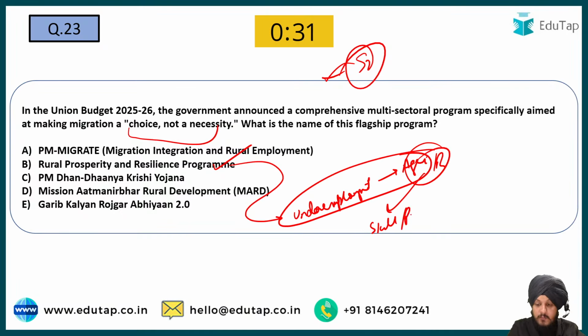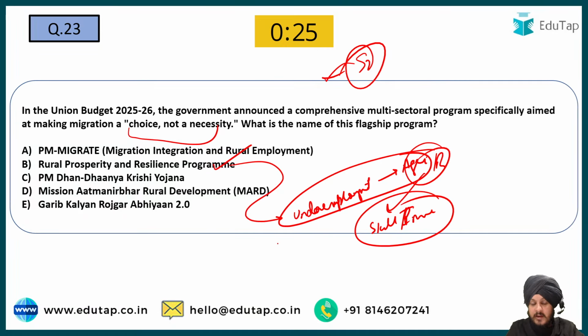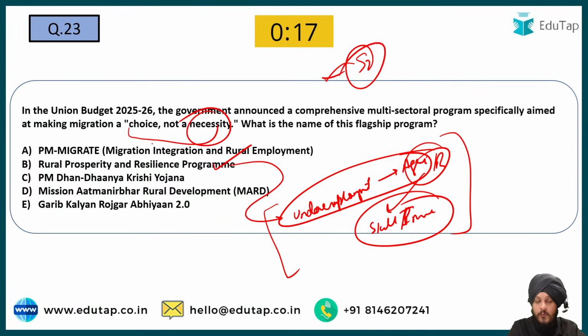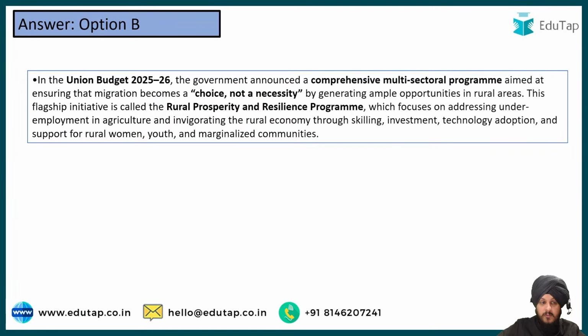Promotion of, I would say, investment, right? All such sort of things, promotion of technology, so that these people who live in the rural area are able to get the opportunities in these areas only, and they don't have to migrate to the urban areas in order to fulfill their necessity. Even if they are migrating, it is because of choice, not because of necessity. मजबूरी में ना जाए, अपनी मर्जी से जाए. That is the intent behind it, right? So B is going to be the correct answer to this question. Moving on to question number 24.